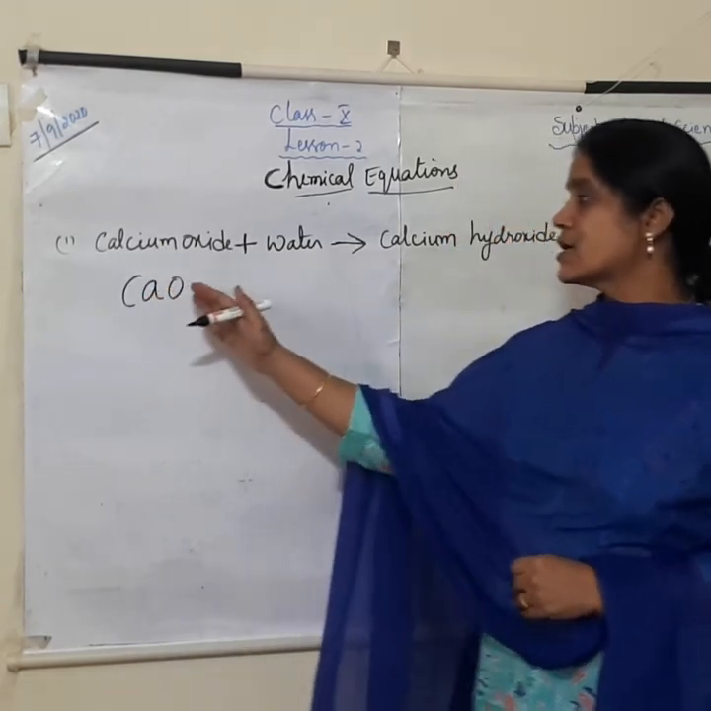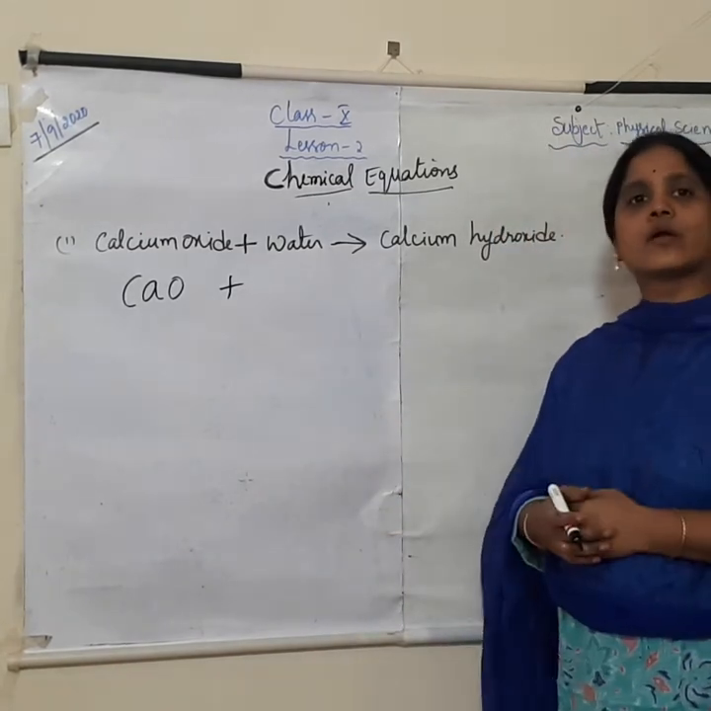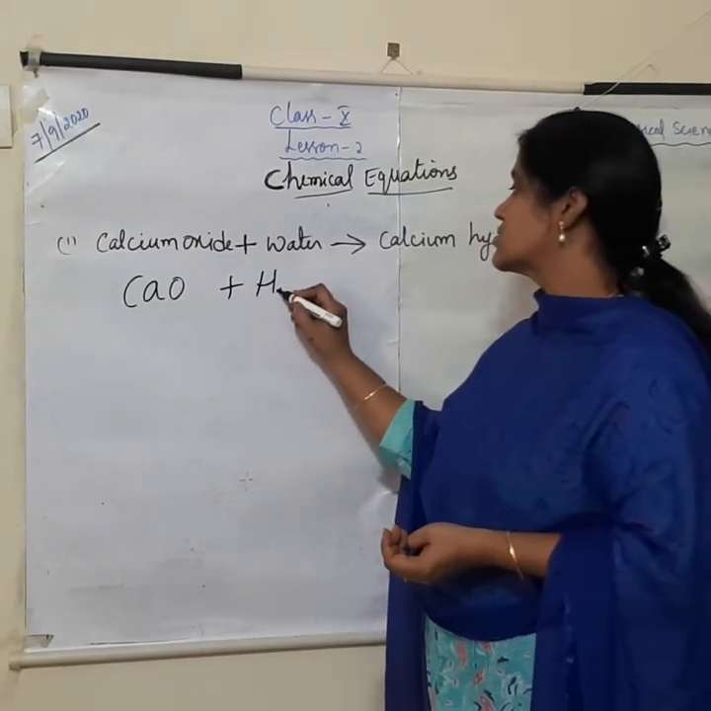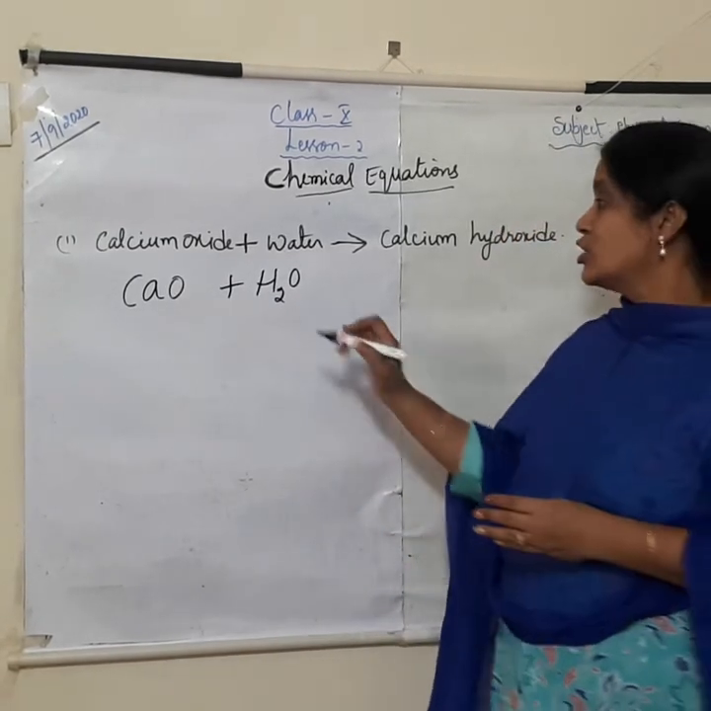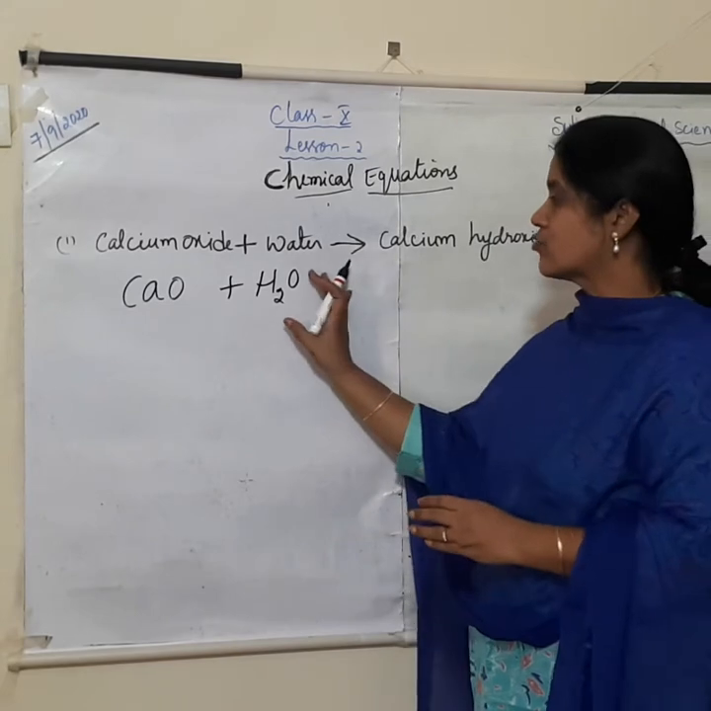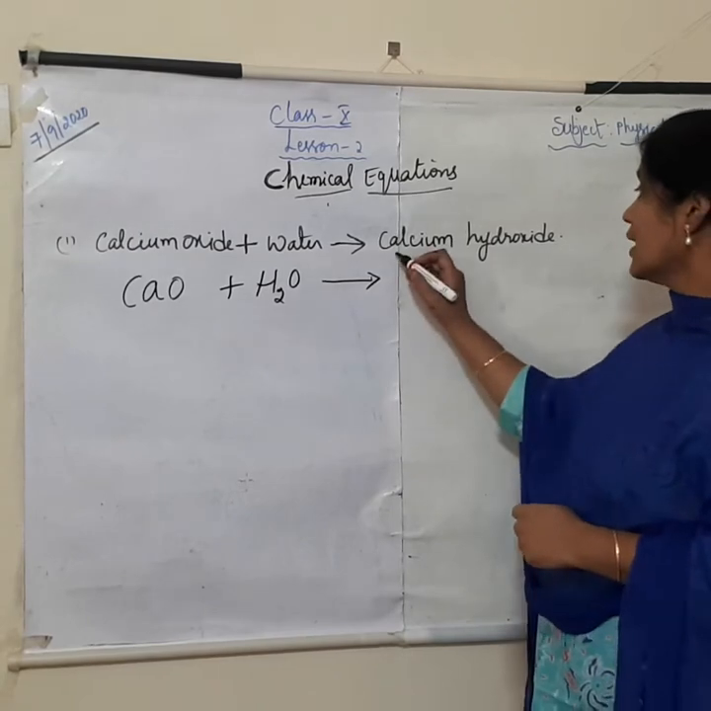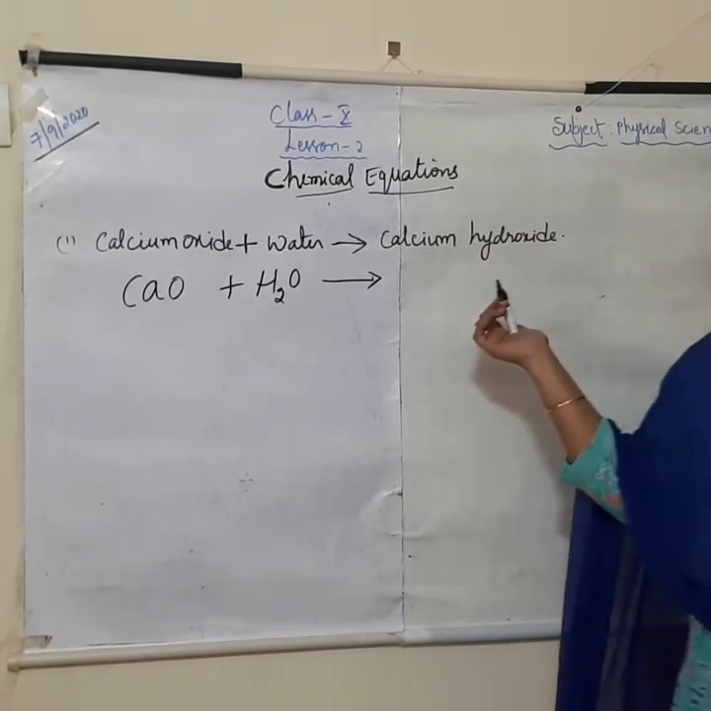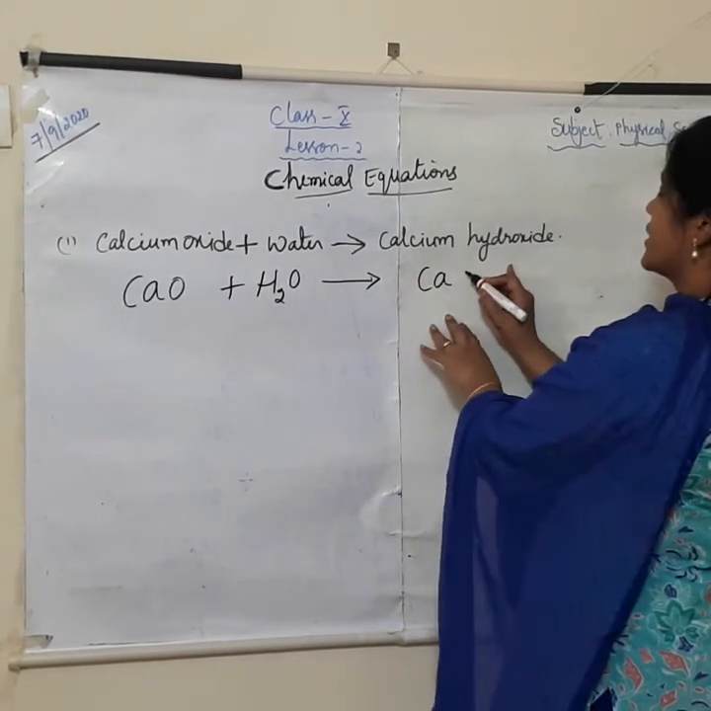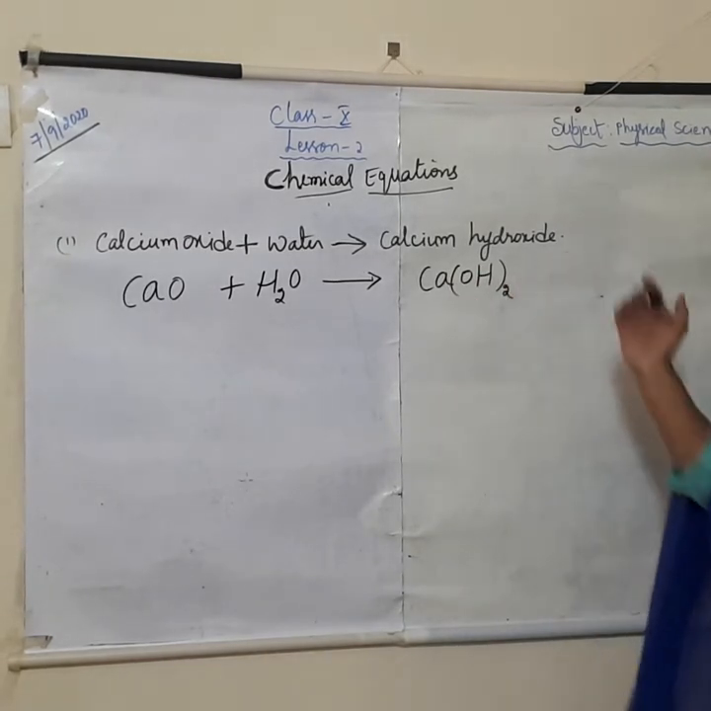So first you write the chemical formula of calcium oxide plus water. How do we get water? When hydrogen and oxygen combine, we get water. To get water, we should have 2 atoms of hydrogen and 1 atom of oxygen. Then only we will get the quantity of water. When the reaction takes place, we get a new substance, calcium hydroxide. So what is the formula for calcium hydroxide? Ca(OH) twice, you get CaOH twice.